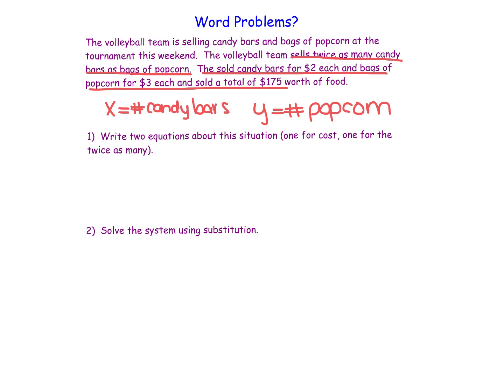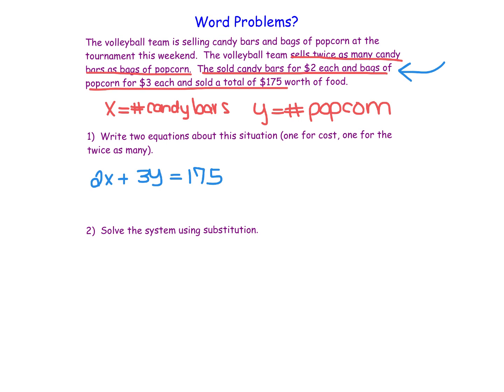Now, the one equation that I can see in here for sure is a cost equation. I can see that I sold candy bars for $2 each and bags of popcorn for $3 each. So in order to calculate my cost, it would be 2x plus 3y is equal to a total in sales of $175. So that equation in blue represents my cost situation.